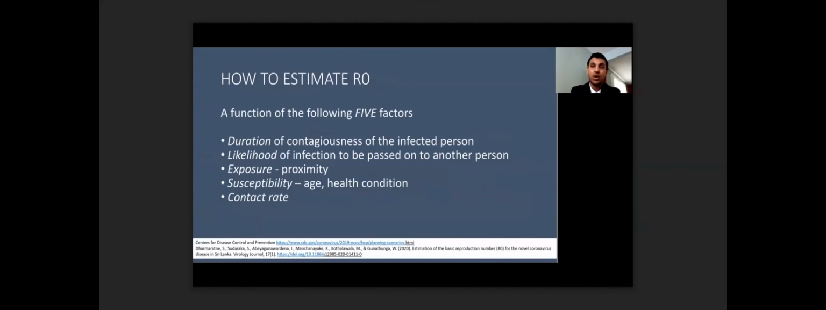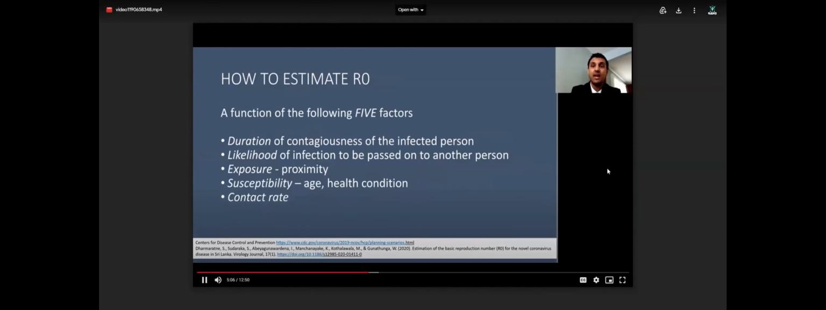The basic reproduction number R naught is an epidemiological value that is used to assess the transmissibility of a disease. Irrespective of the model used to calculate this figure, several factors are of particular interest. R naught estimates are a function of the following factors: the duration of contagiousness of the infected person, the likelihood of infection to be passed on to another person based on the exposure, proximity, and susceptibility, compromised health, age, etc. of that person, and the contact rate.